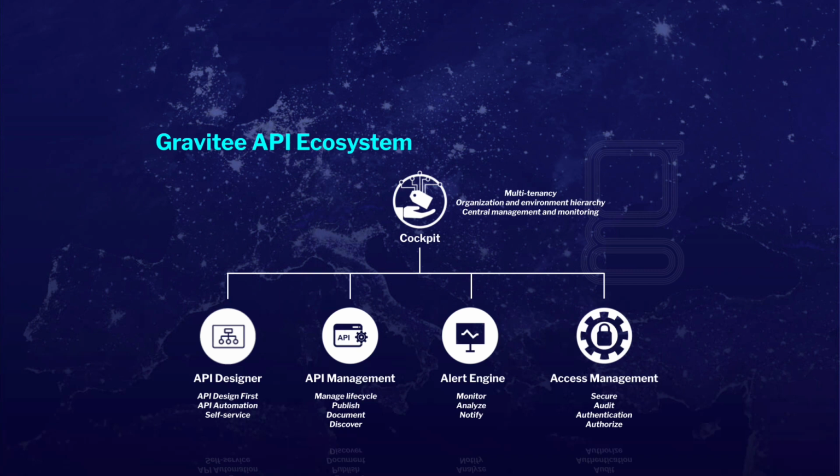Alert Engine allows for fine-grained alerts and notifications on API metrics or system health. Access Management delivers enhanced security on top of your APIs, as well as identity federation and single sign-on capabilities. The Cockpit allows teams to have a single pane of glass for monitoring, managing, and controlling the entire Gravitee deployment across environments and departments.